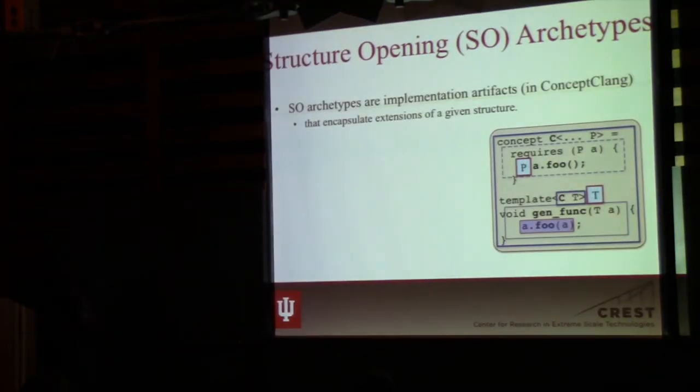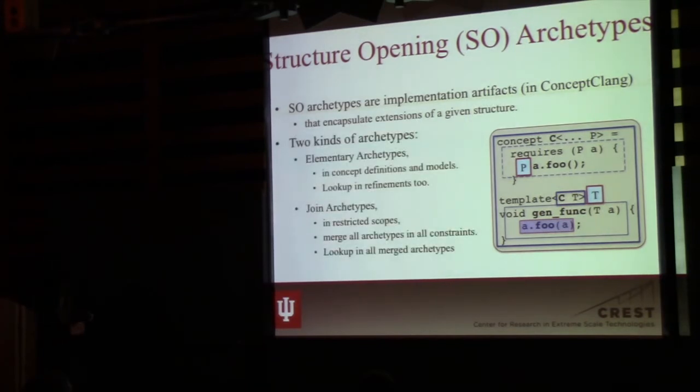So the archetypes actually are not visible to the user. These are internal implementation artifacts to ConceptClang. And there is a whole other mechanism going on here. There's a distinction between two different kinds of archetypes, elementary and joint archetypes. This one acts on restricted scopes because we do have several different copies of archetypes for T for different concepts that we need to merge somehow, so that within the body of a concept, you can only see one T. So that's what we need up there.